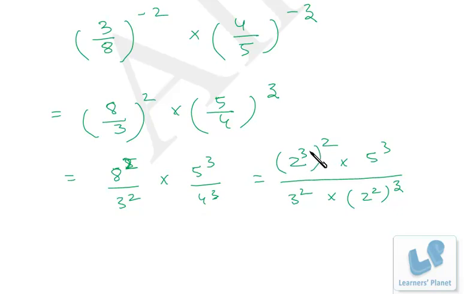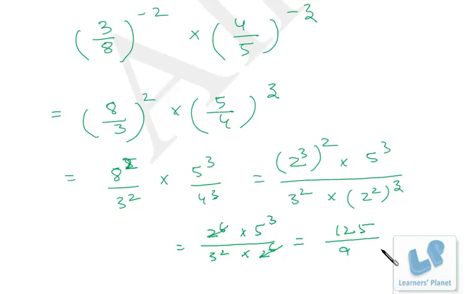Now this is 2 raised to 6 into 5 cube by 3 square into 2 raised to 6. Okay, that's 3 into 2 and here is 2 into 3. So 2 raised to 6 and 2 raised to 6 is cancelled and 5 cube by 3 square is your answer. 5 cube is 125, 3 square is 9. Okay, so simple. Let's take one or two more examples.